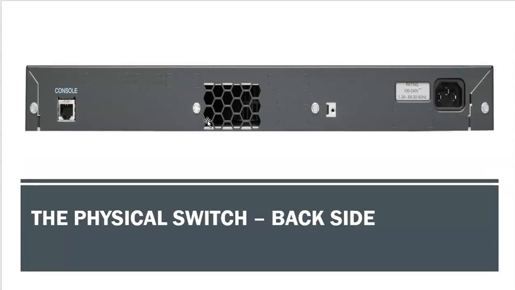On the back of the switch, you'll have a connection for power, and you'll have a console port. The console is labeled in blue color, and the cable will match the console port color. So you'll have a light blue colored cable to connect back here. That makes it easy to identify which cable you need to insert into the console port.